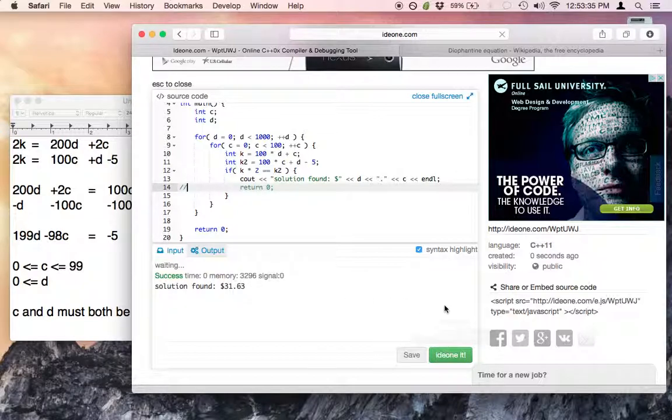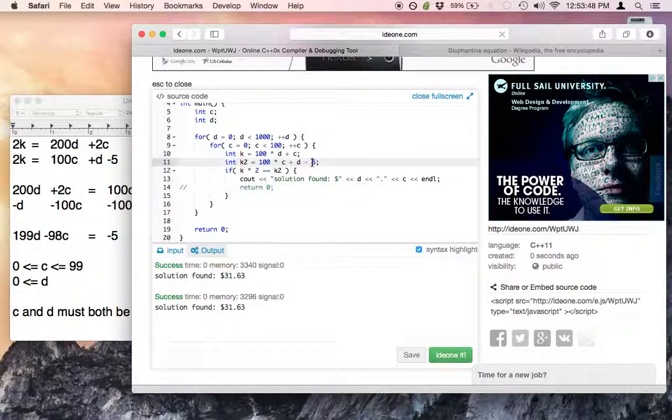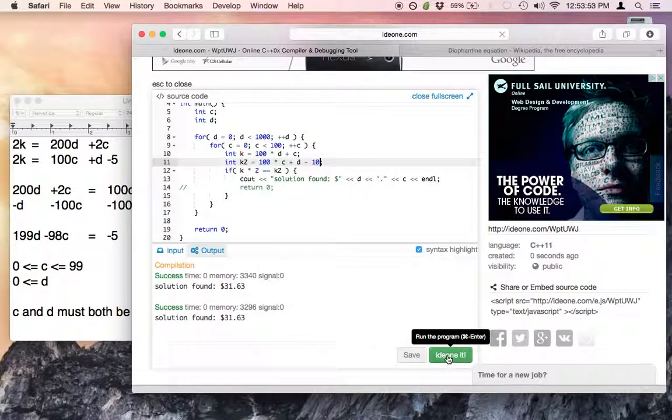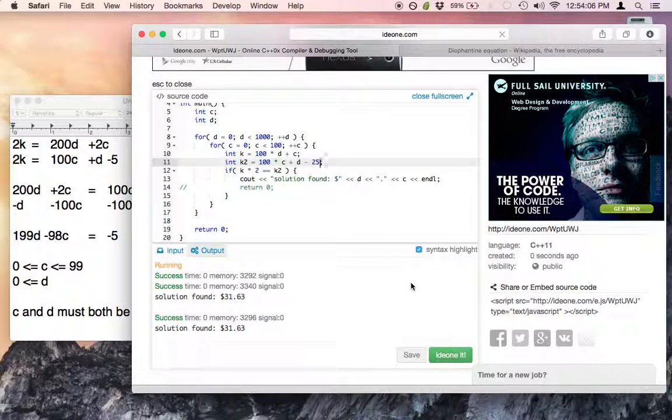Let's run it again. All right. There were no further solutions found. One thing you might want to try is looking for others. What if she dropped a dime instead of a nickel? No solutions found. What if she dropped a quarter? No solutions found. What if she dropped a 50-cent piece?